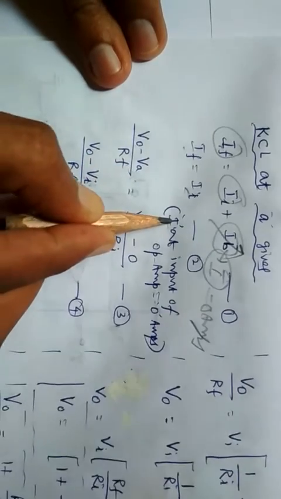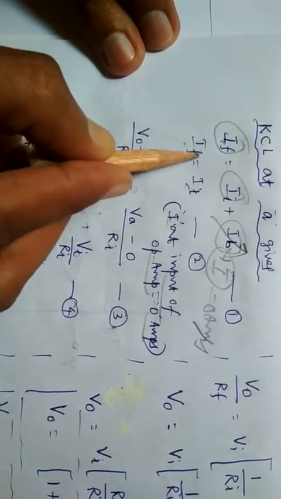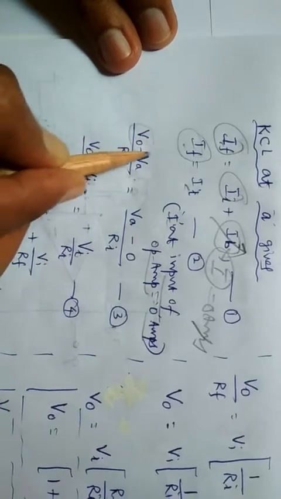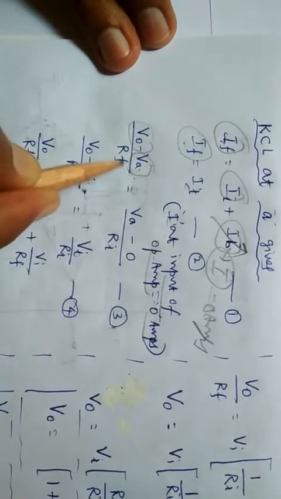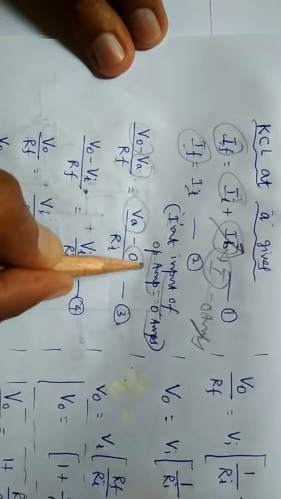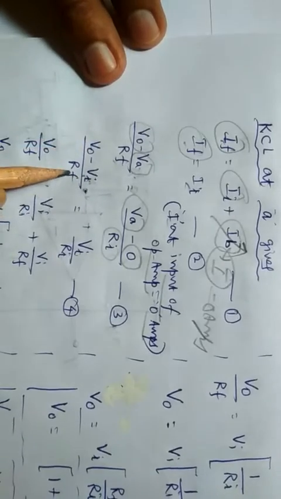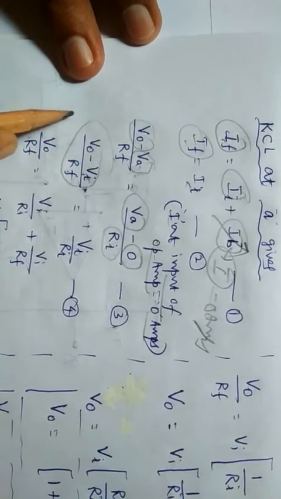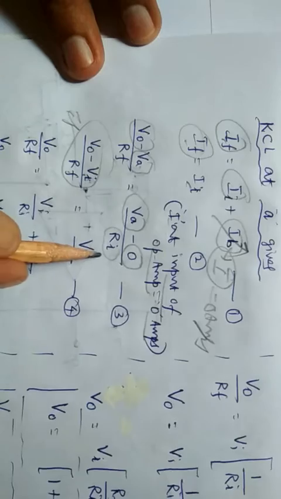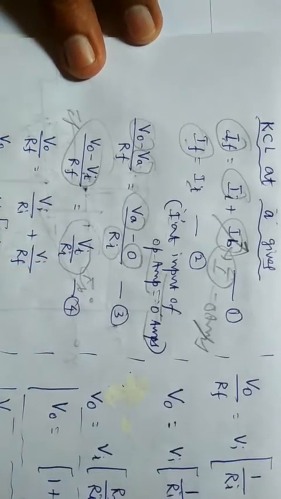Since I or IB minus at the input of the op amp is 0 amps because of its high input impedance. After that, IF is V out, the output potential, minus node A potential, divided by the component RF, which equals node A potential minus 0 (grounded) divided by RI. Here node A potential is VI, so IF is V out minus VI by RF, and II is VI minus 0 by RI, simply VI by RI. This we have already discussed in the diagram.